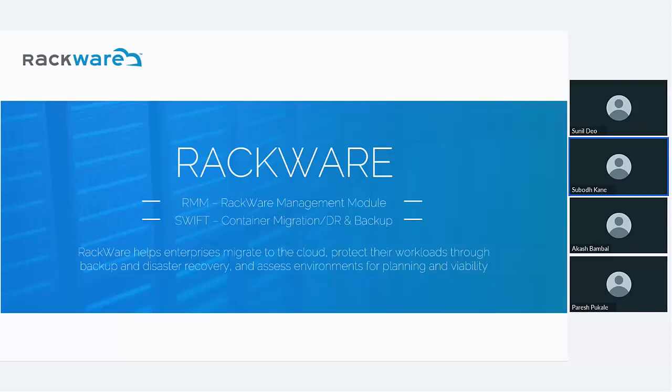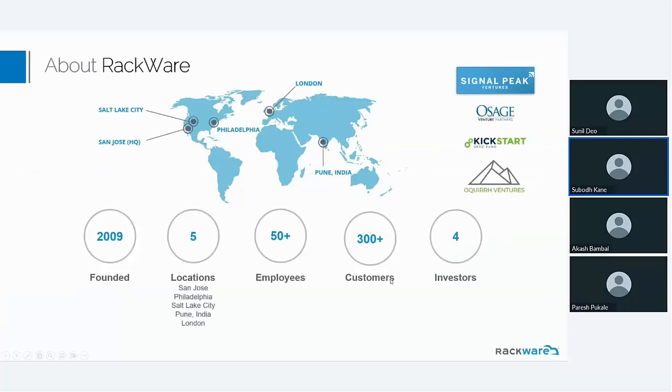As I said, we have two products, RMM and Swift. RMM stands for RackWare Management Module. It is built for servers, both virtual as well as physical. And Swift covers our container platform. So in today's webinar, we will focus on RMM, that's RackWare Management Module. But before we start, let me give a bit about RackWare.